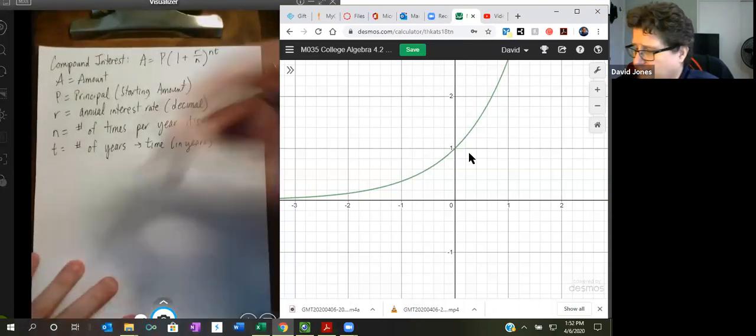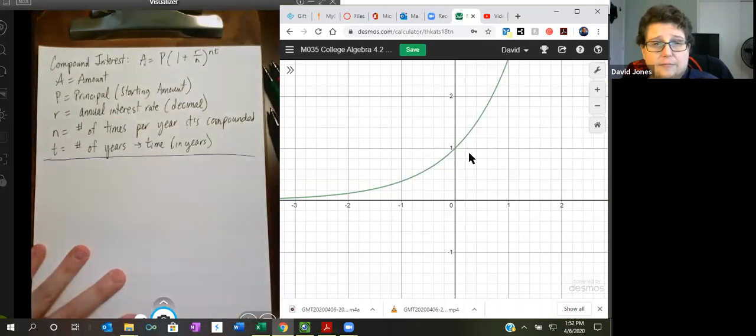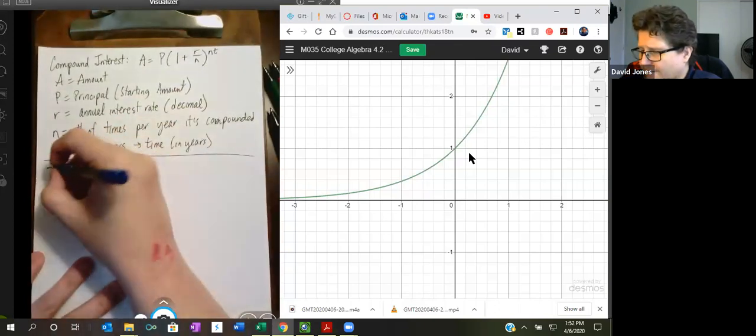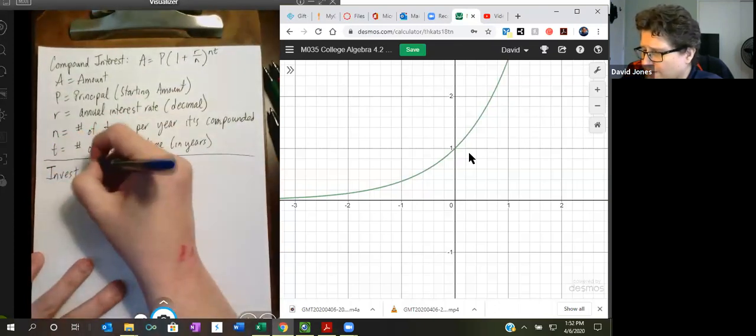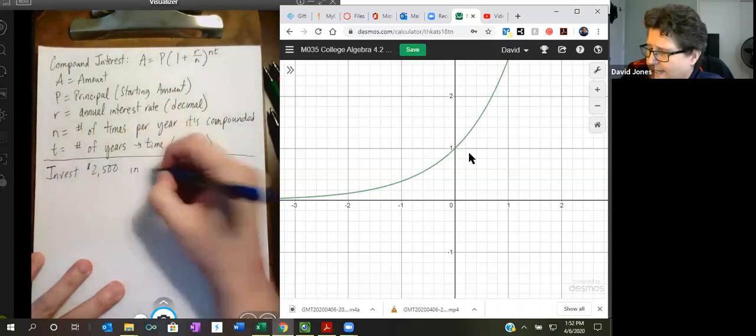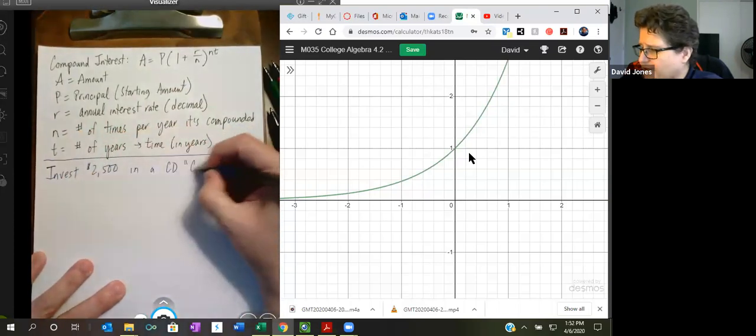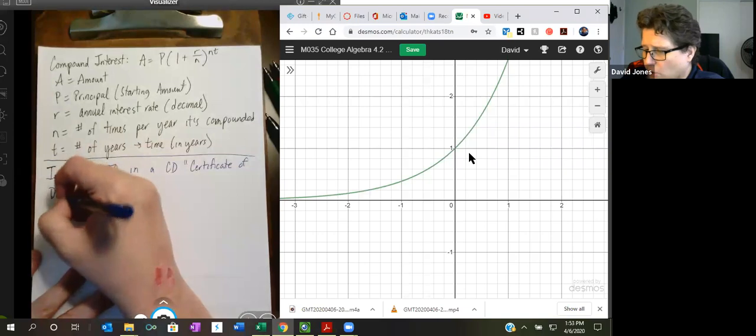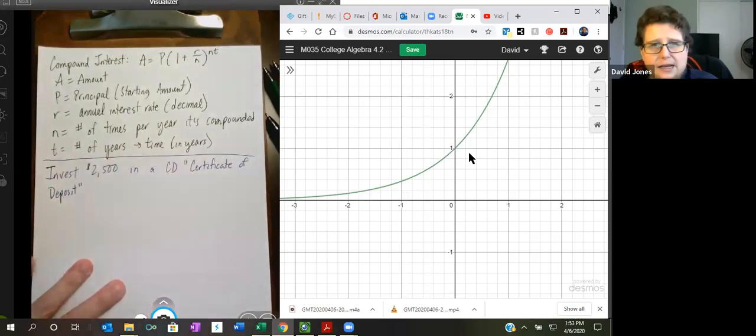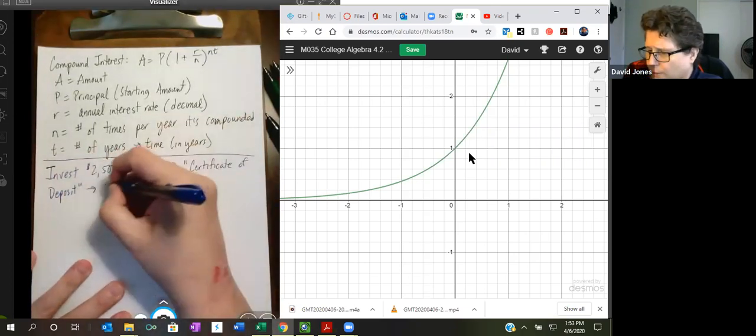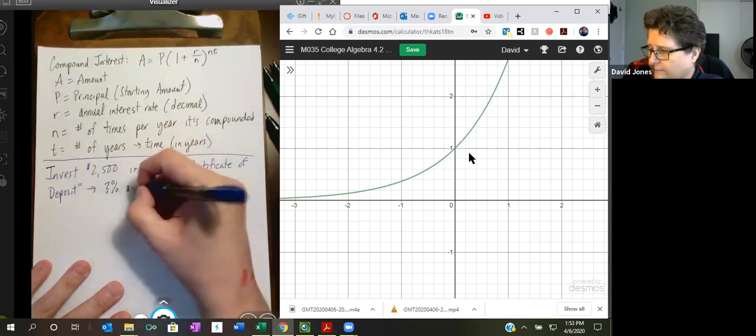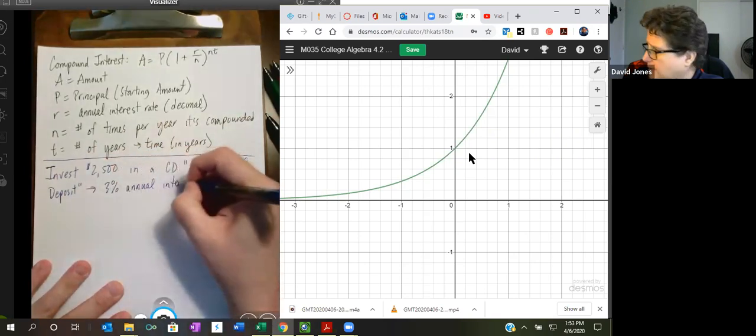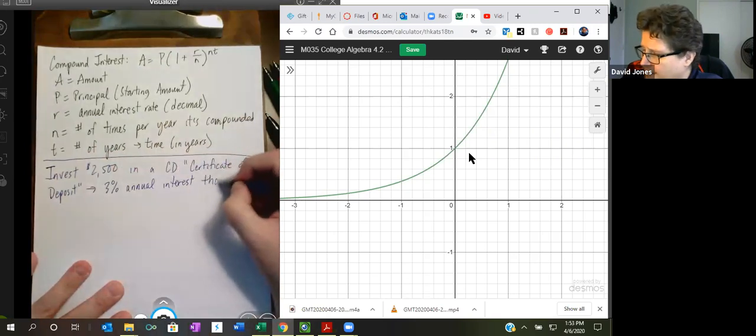So let's say, pause it if you need to write this stuff down. We're going to work on a problem. Let's say we invest $2,500 in a CD. CD stands for Certificate of Deposit. It's something banks do, where you guarantee to not draw out the money for a specific amount of time, and they guarantee to pay you an interest rate. Let's say they offer you 3% annual interest that is compounded semi-annually.